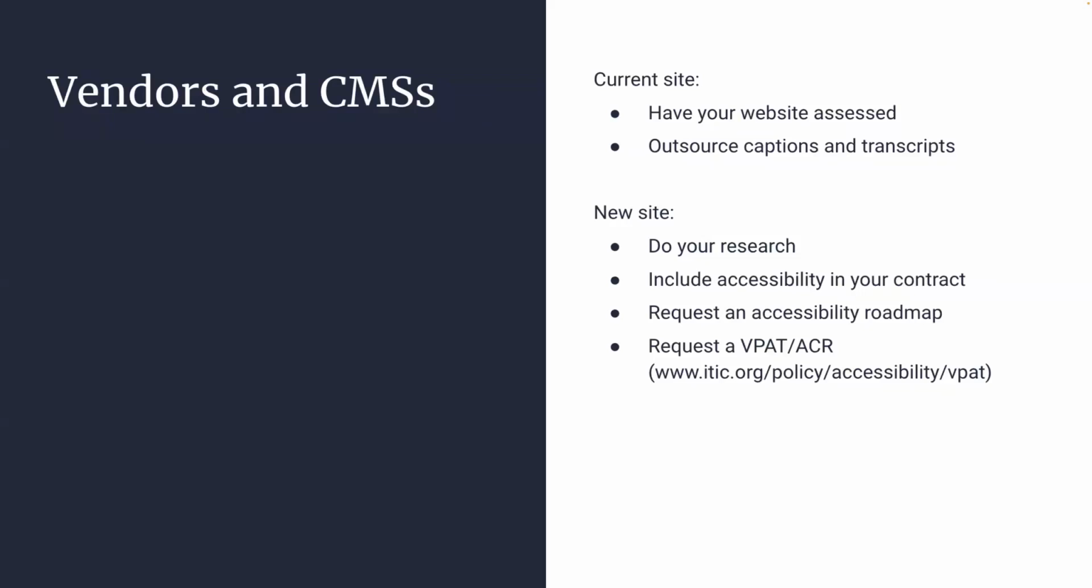You can also request a voluntary product accessibility template, which is known as a VPAT, or an accessibility conformance report, or ACR. The terms are often used interchangeably and refer to a detailed accessibility report on a vendor's product. It's typically more relevant for pre-built software or applications rather than custom-built websites, but if you ask a vendor for this, they should know what you're talking about. You can learn more about VPATs at www.itic.org/policy/accessibility/VPAT.